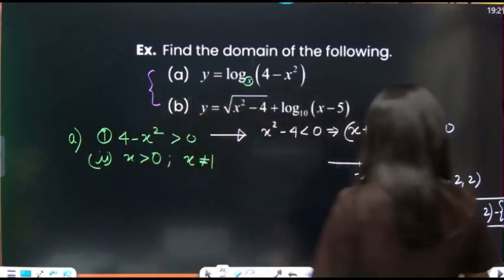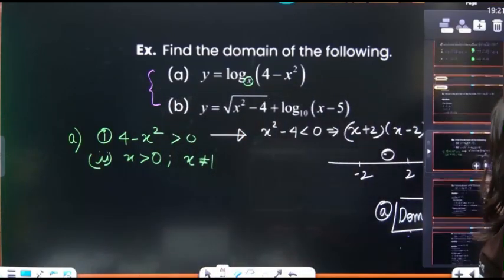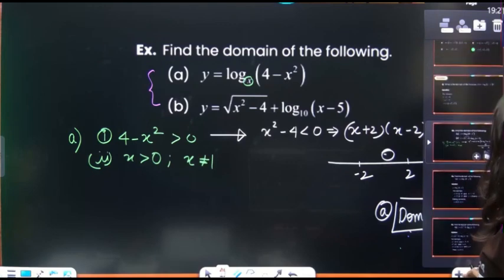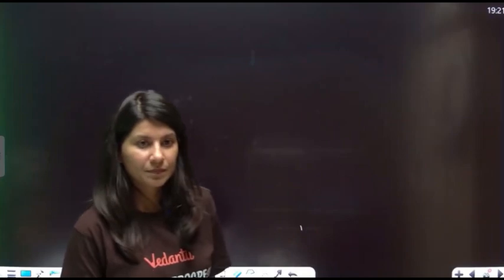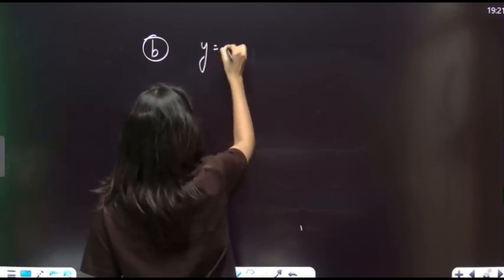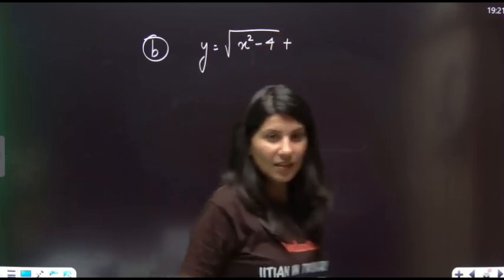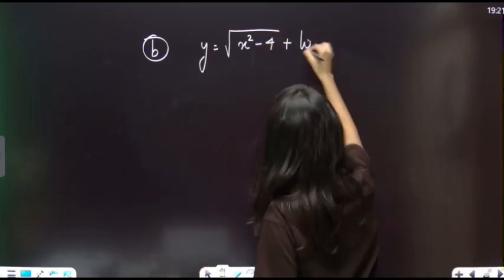Now B. Let's talk about the next part, which is B. Let me just write the B part, which is y is equal to square root of (x square minus 4) plus log of (x minus 5) to the base 10.